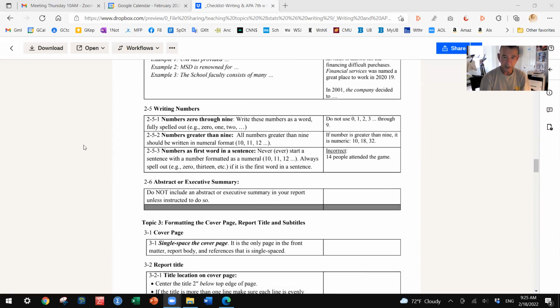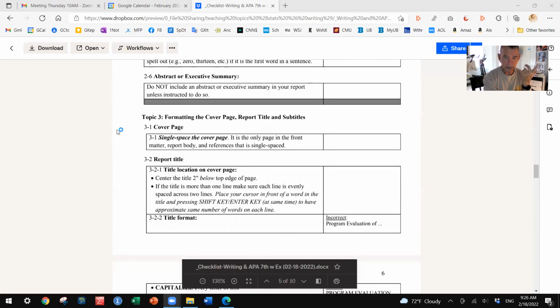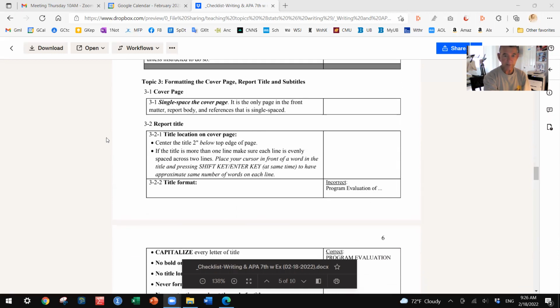Easy one here, writing numbers. Numbers 0 through 9 are spelled out fully. Once you get to 10 and up, they're always written as numerals. I practice this in my emails and everything. I try to keep consistent on this. Numerals are never the first word in a sentence. Like, you would never see a 2 and a 5, a numeral, starting the beginning of a sentence. Never. Right. Abstract, executive summaries: use those when directed to do so. Otherwise, don't use those.